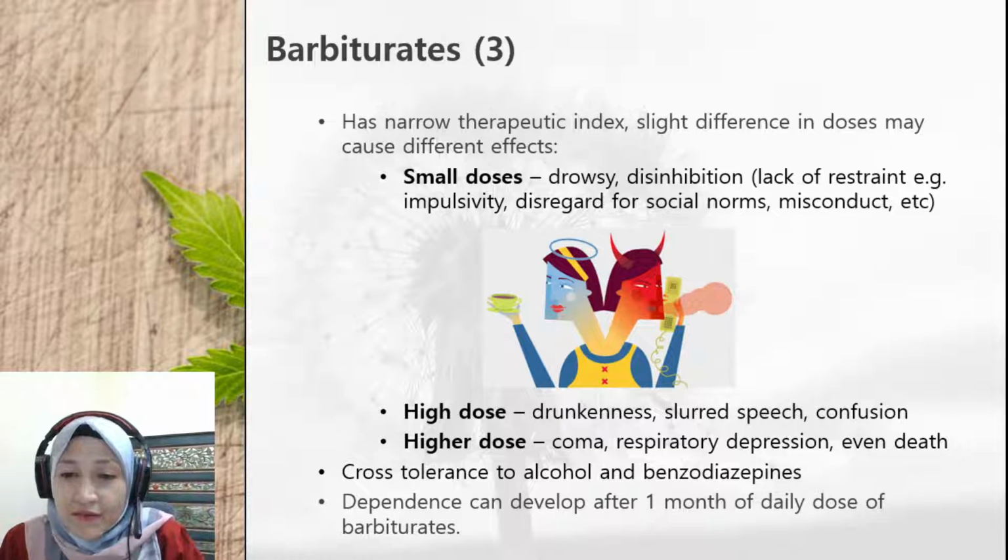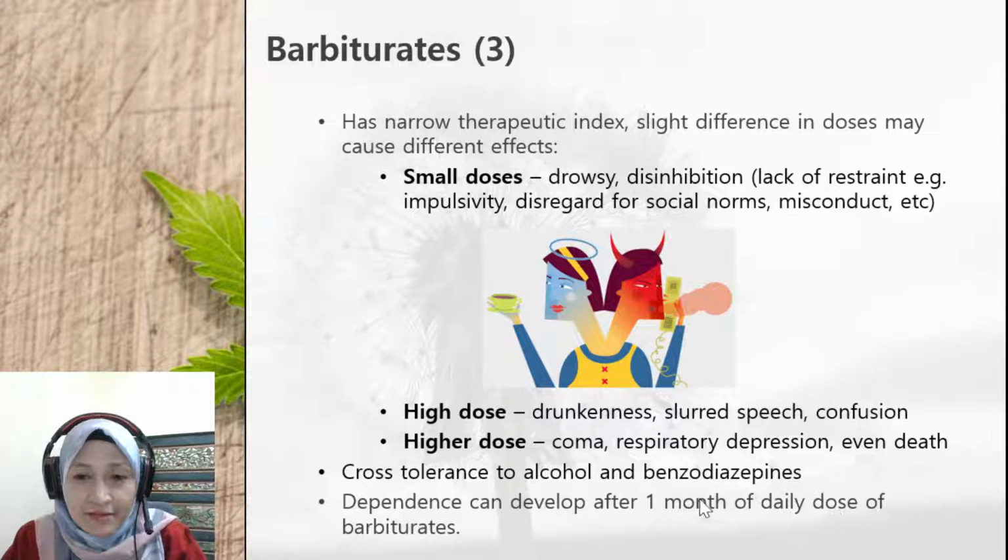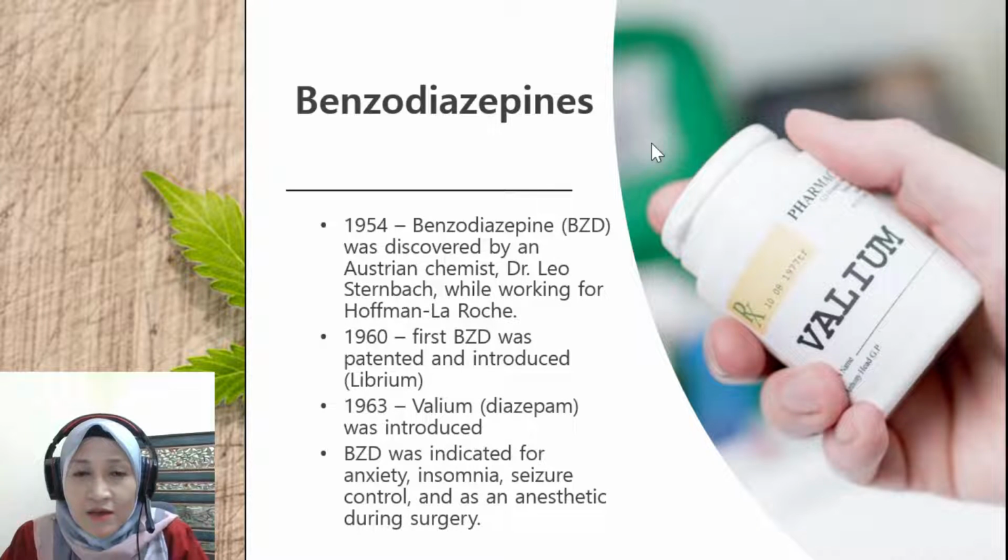So dependence can develop after 1 month of daily use of barbiturate. So it is very fast actually. Only 1 month of use and they can already develop addiction. So that's for barbiturates. So the second group is the benzodiazepines.